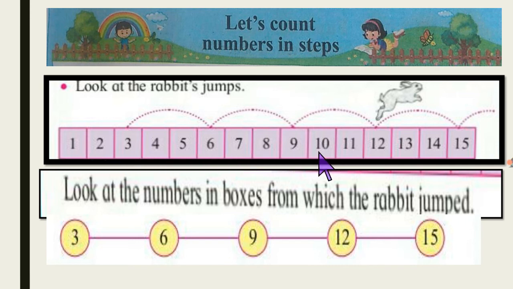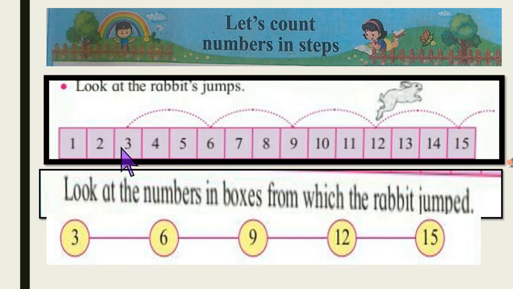Here it is 1 to 50 numbers and you can see the curved line here in dotted. You can see the rabbit. The rabbit has taken a jump on 3 to 6, 6 to 9, 9 to 12 and 12 to 15. Let us see how he is taking those steps.